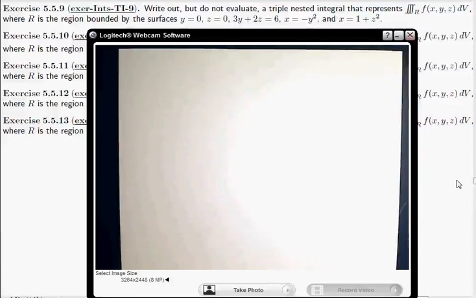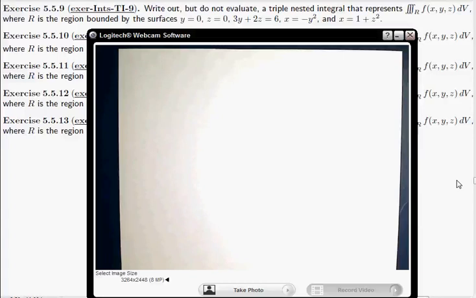Okay, so let's draw the picture. And you might have noticed that the same thing happened. Let's see here. So, okay, what have we got here? Y equals 0, z equals 0.